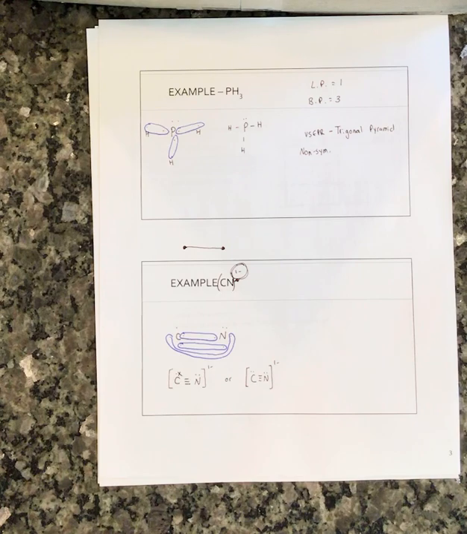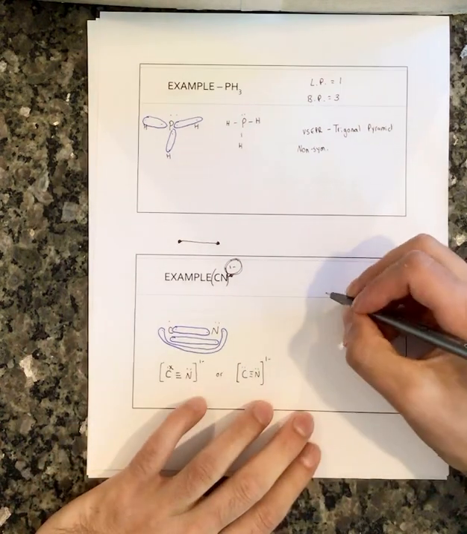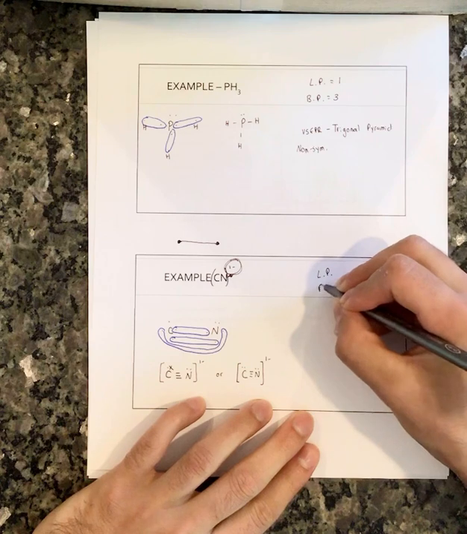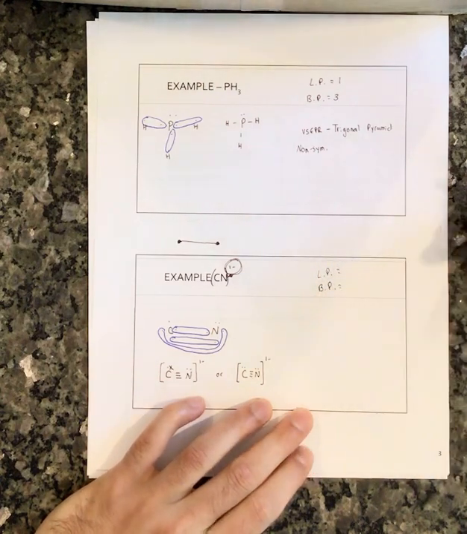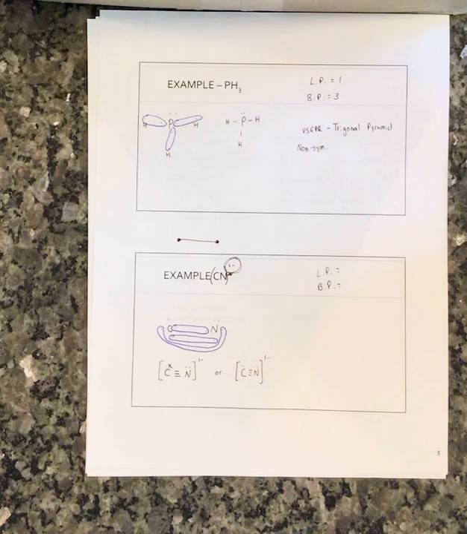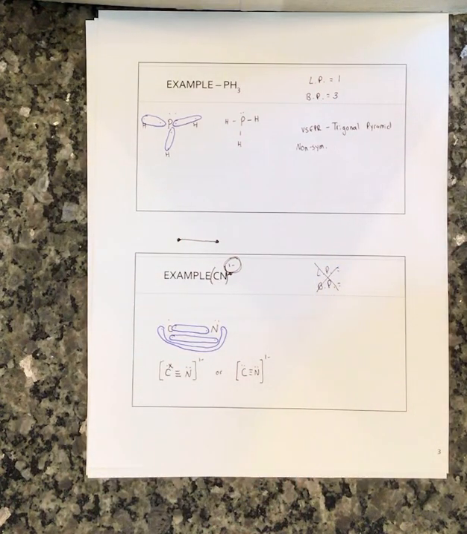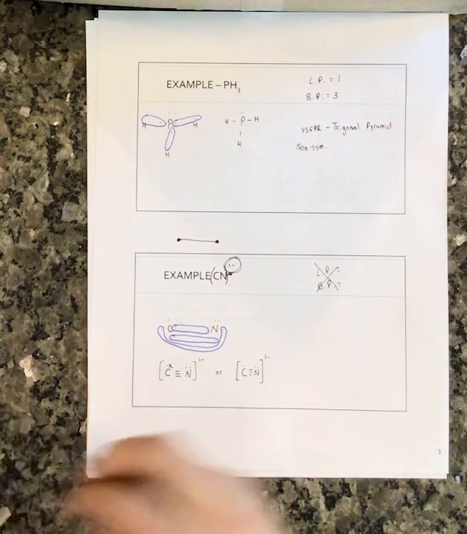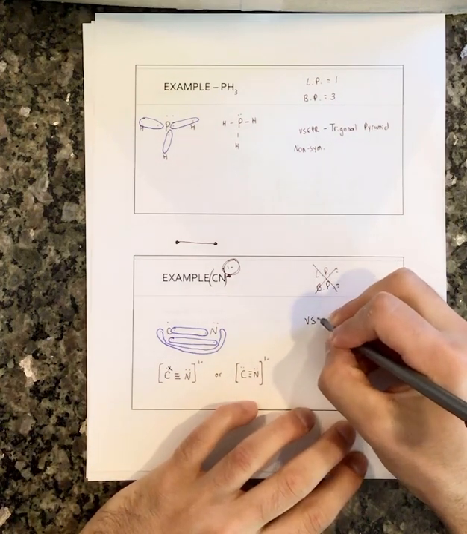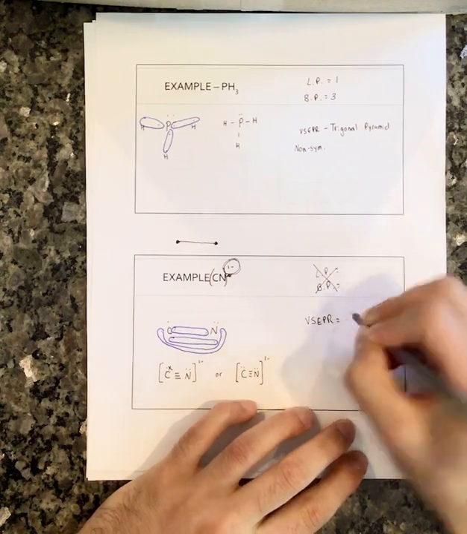All right. Our next question, lone pairs, bond pairs. Now, in order to do lone pairs and bond pairs, I need a central atom. Do I have a central atom? No, I don't. So, unfortunately, I can't do this. I don't have lone pairs, bond pairs, because I don't have a central atom. But, can I figure out what my structure is, my VSEPR? Well, I don't know. Let's take a look.